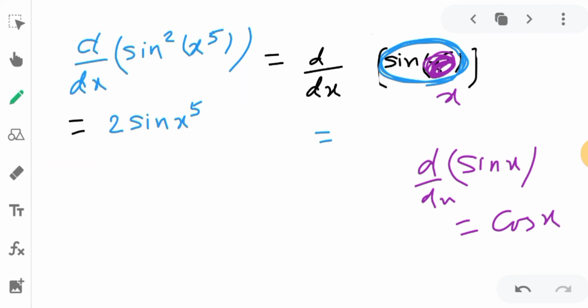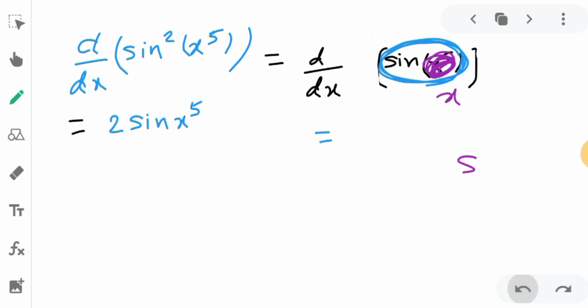But instead of x it is x to the power 5. So instead of x it is x to the power 5. So you will just replace x with x to the power 5. That's it. Okay, you will just replace the x with x to the power 5.